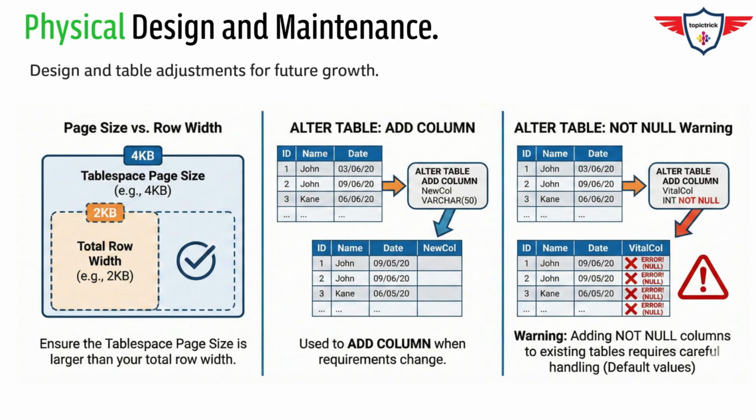Let's briefly touch on altering tables. In the real world, requirements change. You might need to add a column later. The command is alter table, followed by add column. However, be careful. If you add a not null column to a table that already has data, DB2 will complain because the existing rows won't have a value for the new column. You have to handle that carefully, often by providing a default value.